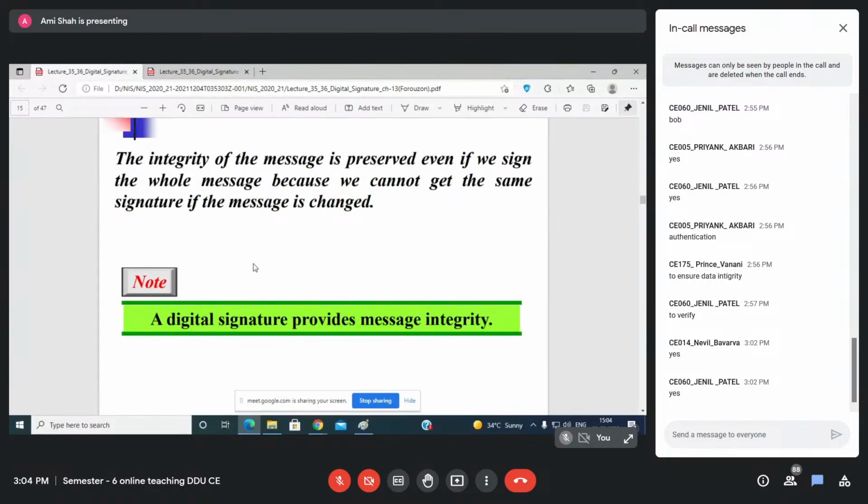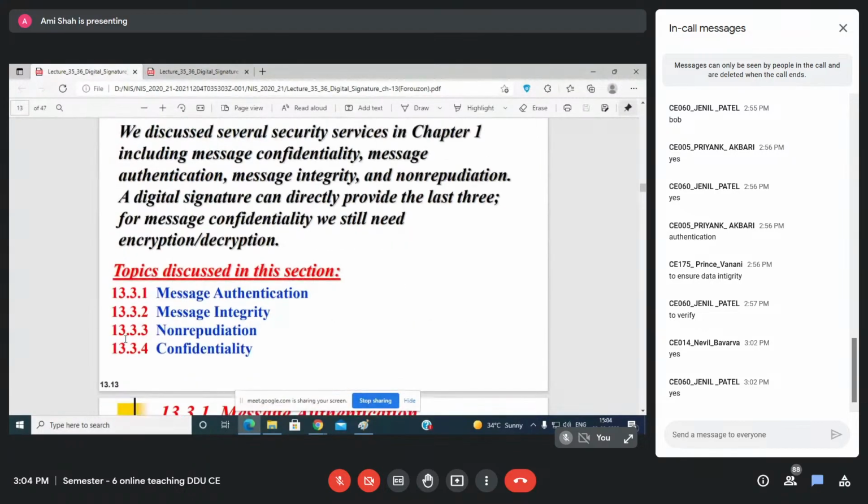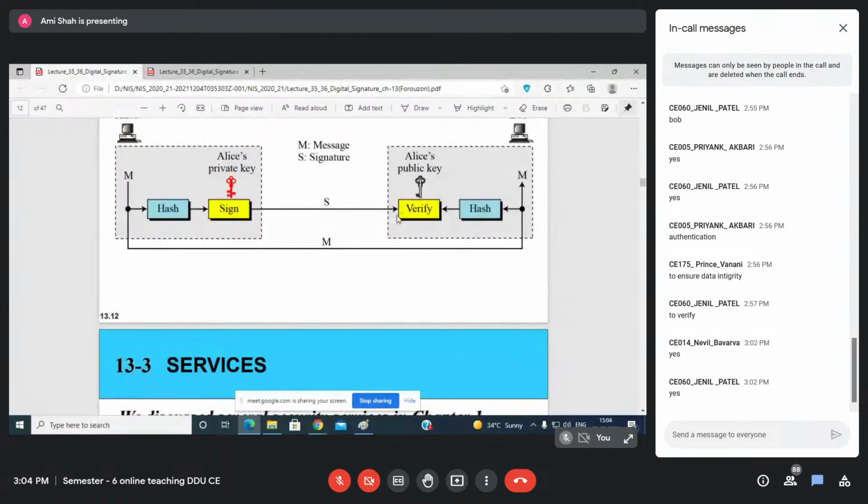And another point: the digital signature provides message integrity. Why can I say that? Because the integrity of the message is preserved even if we sign the whole message, right? We cannot get the same signature if the message is changed. So digital signature schemes today use a hash function in the signing and verifying algorithms that preserves the integrity of the message.